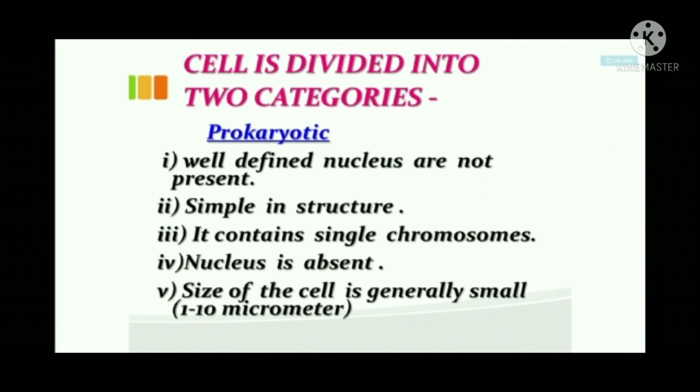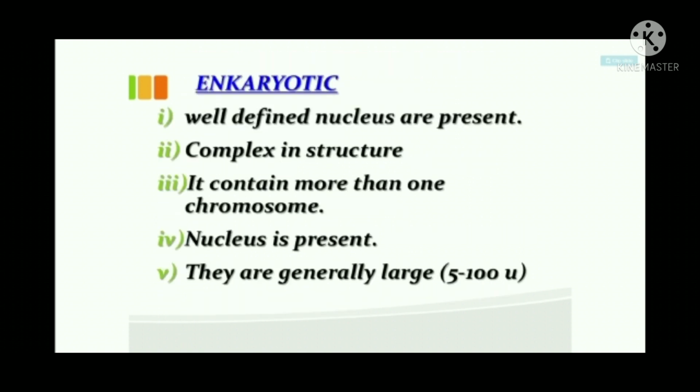Prokaryotic cells do not have a well-defined nucleus. They are simple in structure. It contains a single chromosome. Nucleus is absent in the prokaryotic cell. Size of the prokaryotic cell is generally small, 1 to 10 micrometers. Next, eukaryotic. It has a well-defined nucleus. They are complex in structure. They contain more than one chromosome. Nucleus is present and they are generally large, 5 to 100 micrometers.